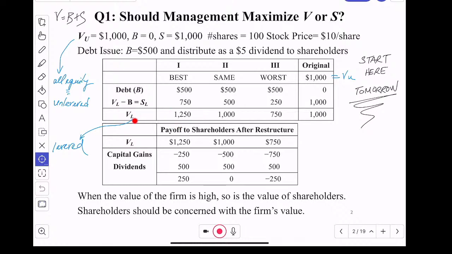So this stands for L. L stands for the levered firm. So this is the value of the firm with debt. Now it went up from 1,000 to 1,250. What does that mean in terms of shareholder equity? Well, shareholder equity did go down. I figured that out by knowing that V equals B plus S. So I could solve for shareholder equity in the levered firm.